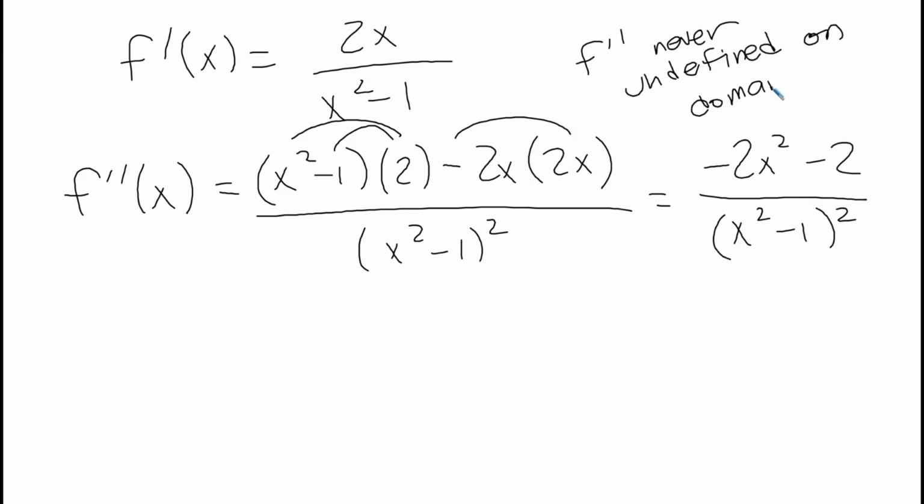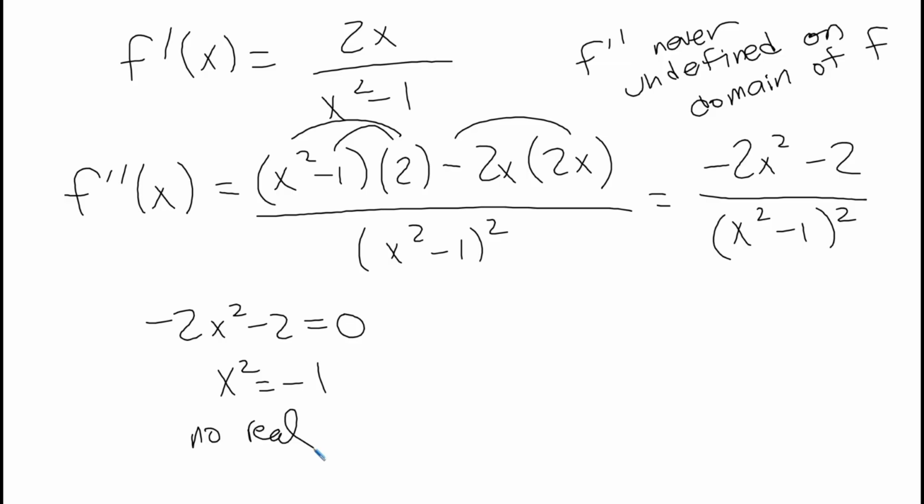So I don't really need to worry about that because it's just that same denominator again. But the numerator, we'll need to look at that. So negative 2x squared minus 2, if we set that equal to 0, we end up seeing that x squared is equal to negative 1, which we know has no real solutions. So we can see that there's not going to be any points of inflection for this either.